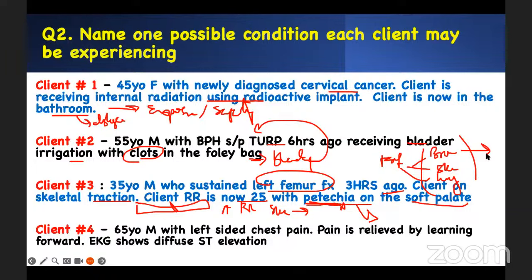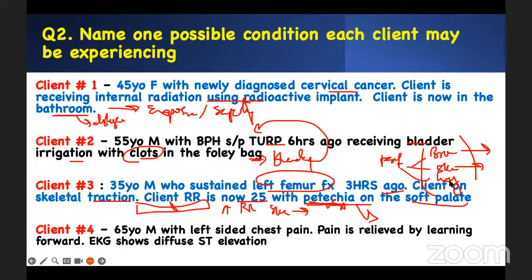If fat from the long bone goes to your brain, it's going to block the vessel. If it blocks the vessel, you get confusion, right? If it goes to your skin, it blocks the vessel and you get what? Petechia. If it goes to your lung, it blocks oxygen going to your lung. You get an airway issue. So whenever you see somebody who has a fracture, and all of a sudden there's a rash on the chest, on the soft palate.